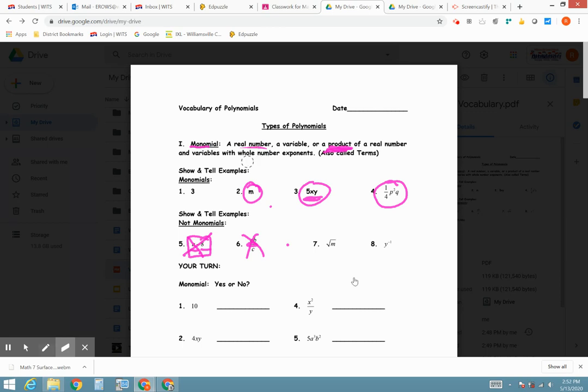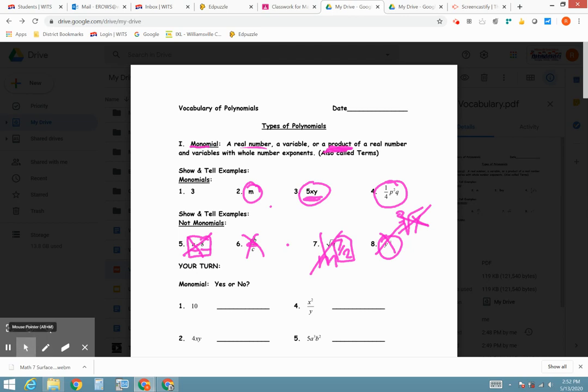So that's okay. So since m to the 1/2 is how I would write the square root of m with an exponent, since this exponent is not a whole number, it cannot be a monomial. So any type of root, a third root, a fourth root, a square root, those would be fractional exponents. Anytime we have that, it won't work. And then number 8's not a monomial because the exponent is negative. So not a whole number.